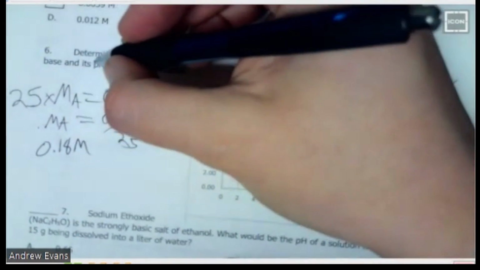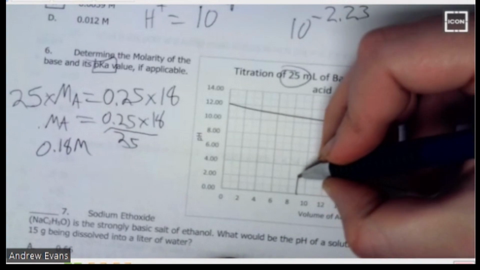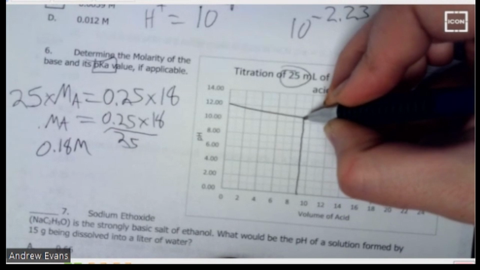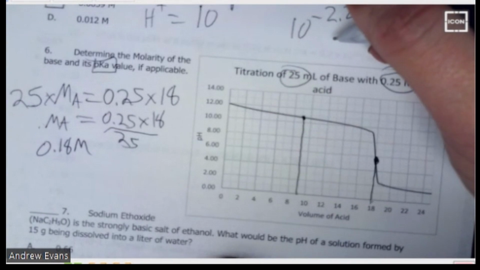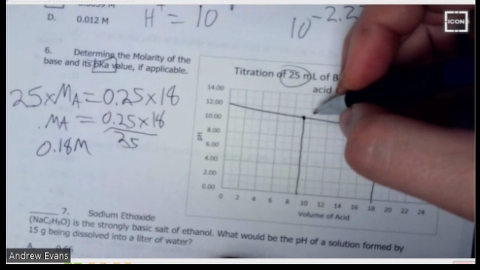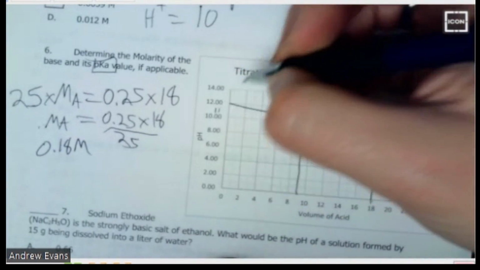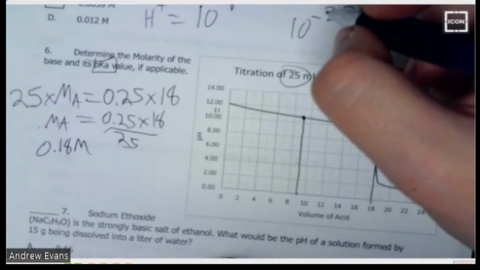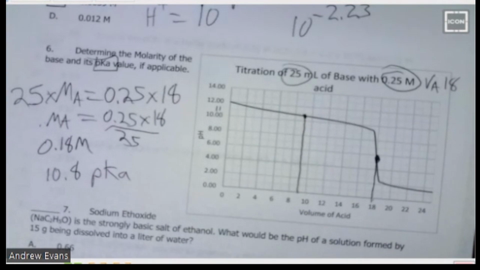What is the pKa? pKa is at half equivalence point. So you find 9. Right there. I only asked for the pKa, not even the P, not even the Ka. So you just say that the pKa is equal to the pH at the half equivalence point. So it's something close to 10.8 pKa. Good enough. Not quite 11.